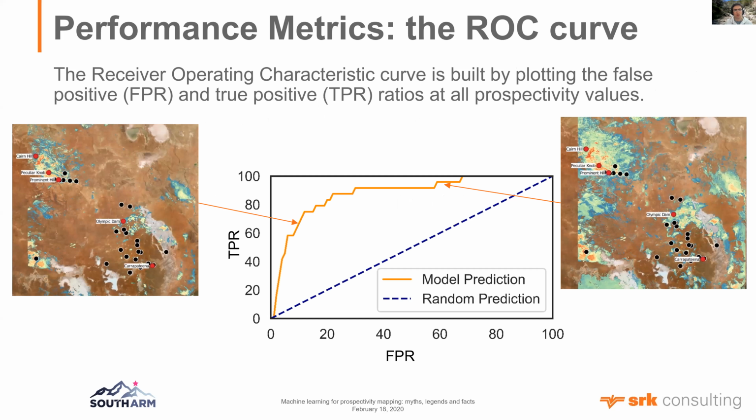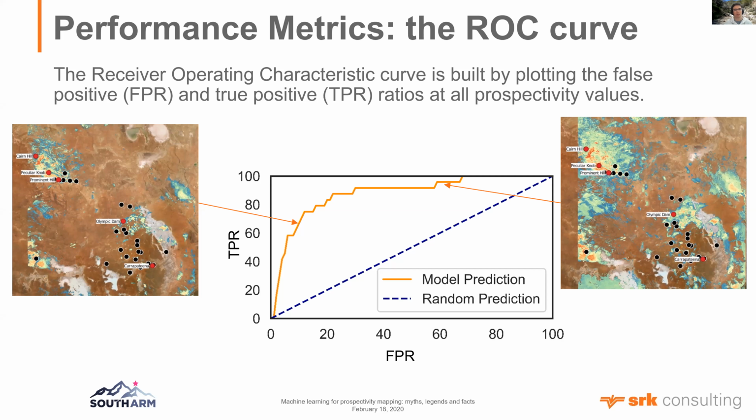So to calculate the AUC score, first you need to calculate the ROC curve. The ROC, the receiver operating characteristic curve, is built by plotting the false positive rate versus the true positive rate for all prospectivity values. So let's say I generate my prospectivity map and I select the 10% highest prospective ground, that would be here on the x-axis. And I see that within this 10% of the ground, I have 70% of my deposits. If I select 40% more prospective ground, I have 90% of the deposits, and so on and so forth.